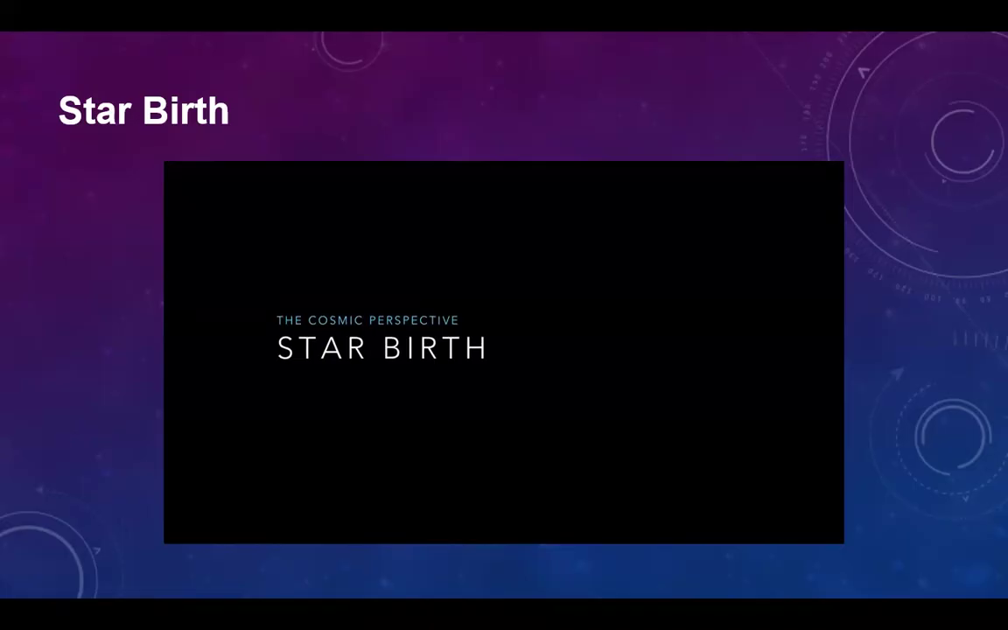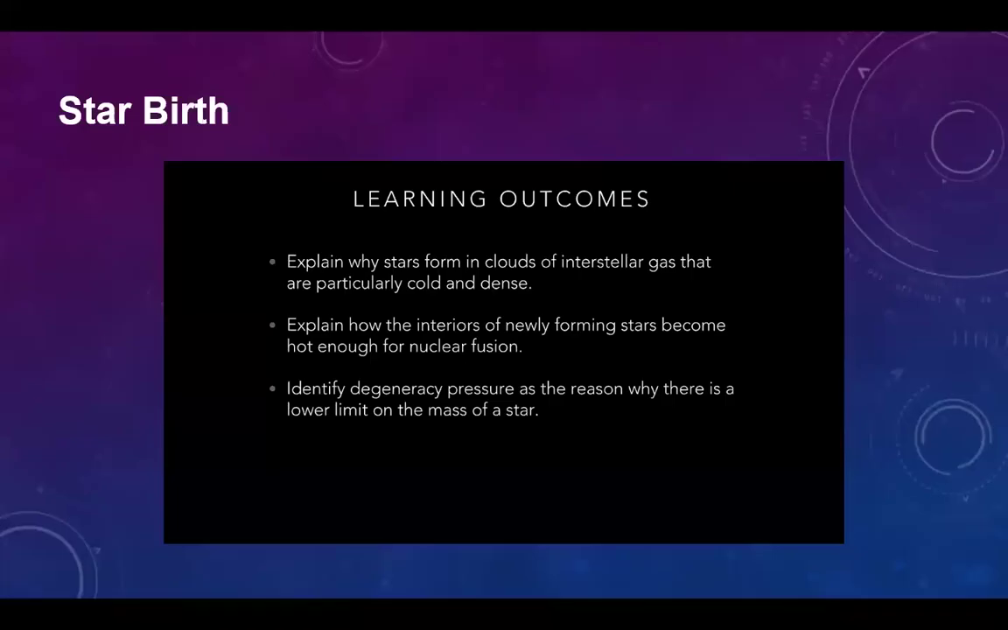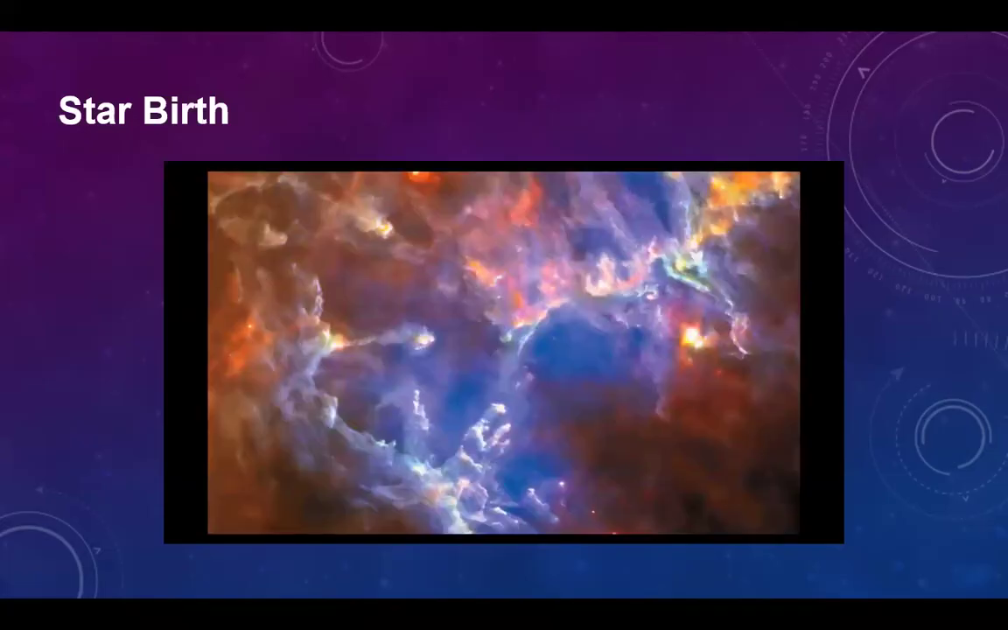Welcome to an overview of star birth. In this video, we'll introduce a few of the key learning objectives for this topic. In particular, we'll explain why stars form in clouds of interstellar gas that are particularly cold and dense, explain how the interiors of newly forming stars become hot enough for nuclear fusion, and identify degeneracy pressure as the reason why there is a lower limit on the mass of a star. Our ancestors imagined the stars as fixed and permanent, but today we know that stars go through life cycles in which they are born, live, and die.